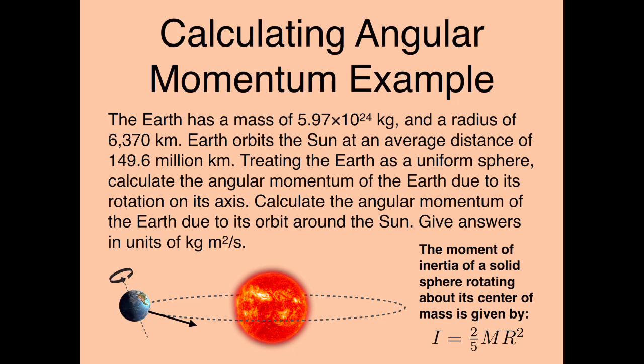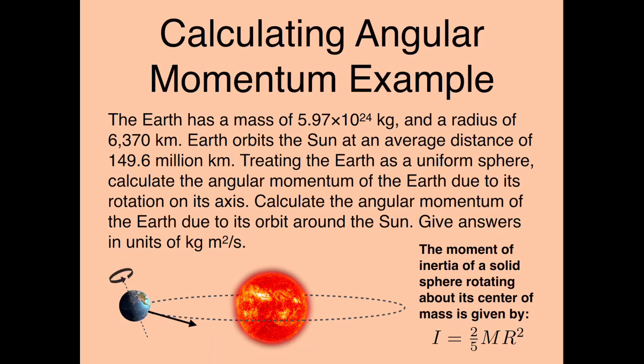So the Earth has a mass of 5.97 times 10 to the 24 kilograms and a radius of 6,370 kilometers. Earth orbits the Sun at an average distance of 149.6 million kilometers. If we treat the Earth as a uniform sphere, let's calculate the angular momentum of the Earth due to its rotation on its axis. So, of course, the Earth rotates on its axis once every day. What is the angular momentum of the Earth due to that motion?